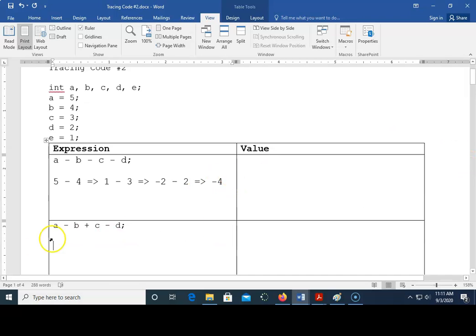Next one, again, order of operations doesn't matter because the minus symbol and the plus symbol have the same weight, so it's just left to right. So 5 minus 4, that's 1. 1 plus 3 is 4. Minus 2 is 2.